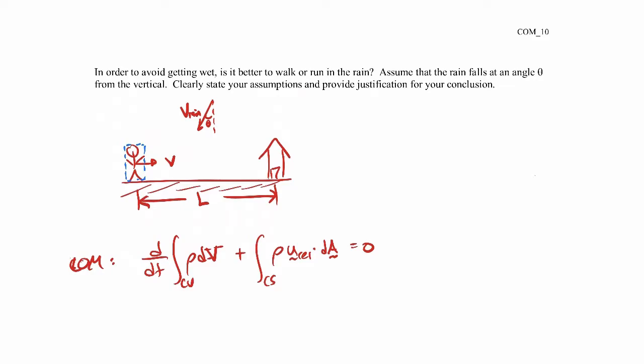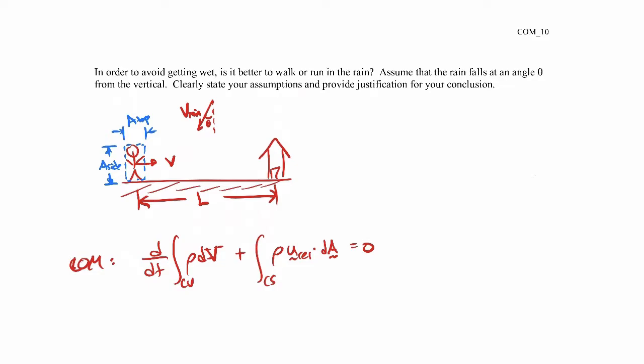So let me put some dimensions on this. We're going to say that this area, when looking from above, we're going to call it A top. It's the projected area when you look down from above. And then from the side here, we'll call it A side. So that just puts some dimensions on my control volume.